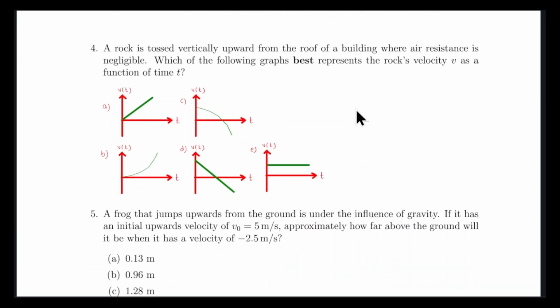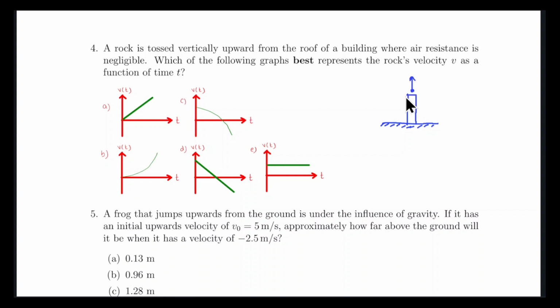Okay. A rock is tossed vertically upward from the roof of a building where air resistance is negligible. Which of the following best describes the rock's velocity as a function of time? Velocity, be careful. So we have to take the direction into consideration, right? So they are saying that the top of a building, maybe somewhere over here, it is thrown upward like this.